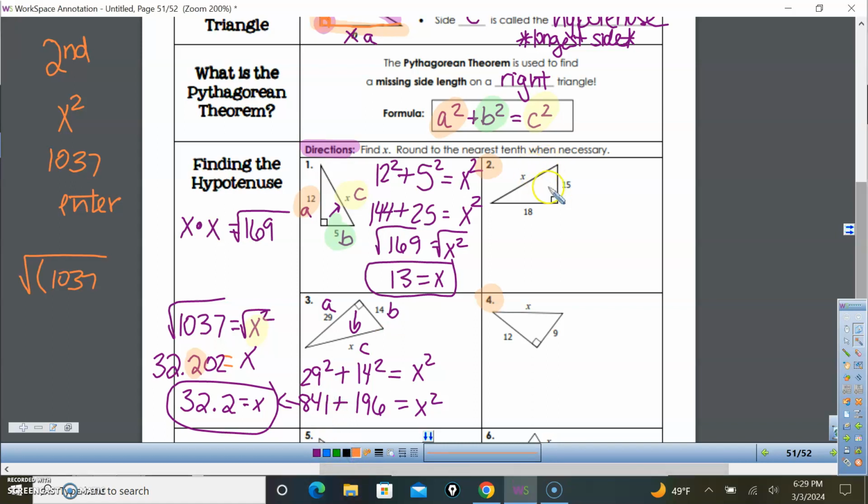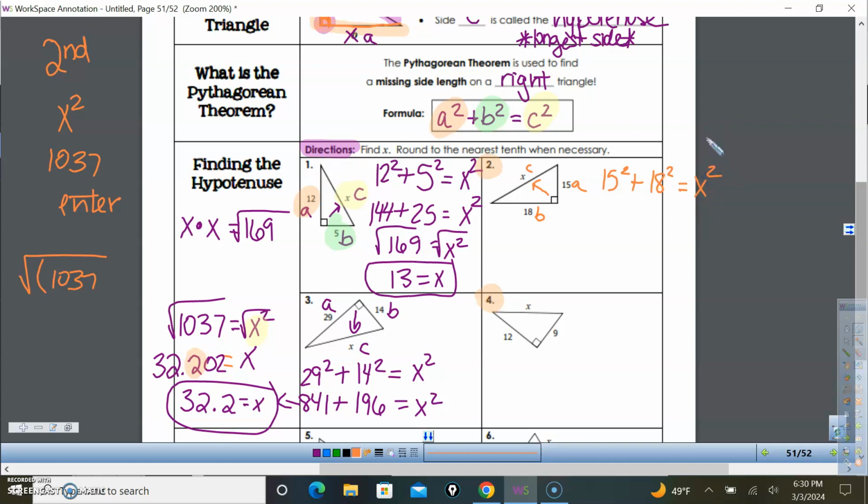So for number 2, first thing I'm going to do is label my A, B, and C. So opposite of my right angle is always the C, and that means the other two are A and B. And remember, it doesn't matter which is A and which is B. From there, I will substitute in, instead of A squared, I'm going to write 15 squared plus, instead of B squared, it will be 18 squared equals, and instead of C squared, it will be X squared.